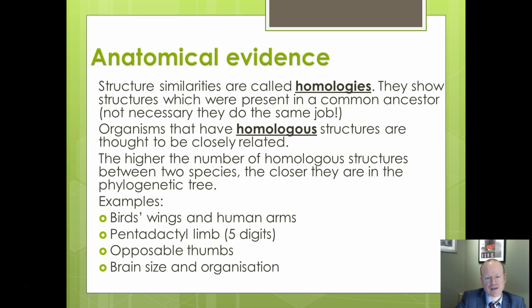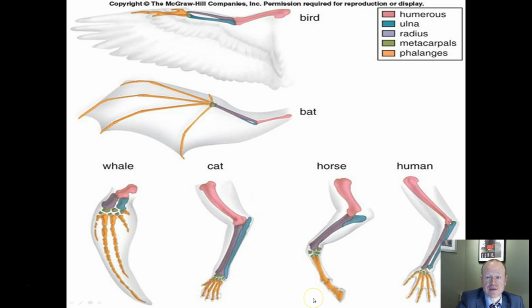Other examples of anatomical evidence: the opposable thumb. In other words, the fact that you can close up your thumb and hold, let me reach for one, a pen in between it, is a particular feature of certain organisms. The idea that your brain size is another piece of anatomical evidence. So here are our pentadactyl limbs. Despite the fact that these are widely different groups, human, the horse, the cat, the whale, the bat, the bird, these all have features which you can see are derived from the same original plan.